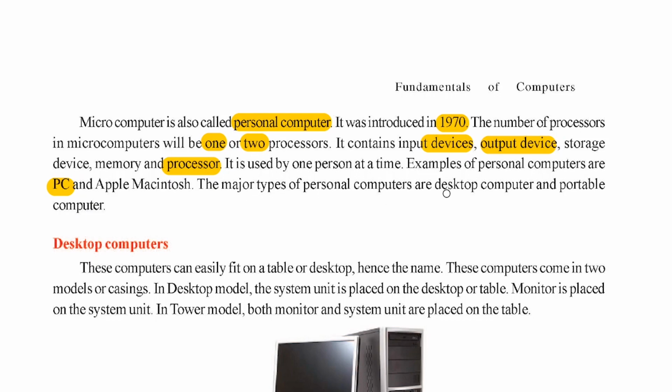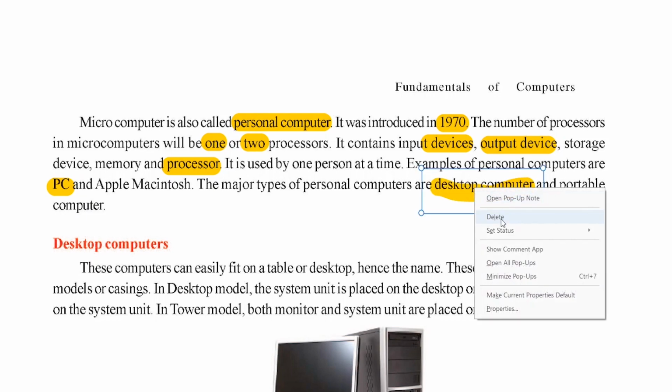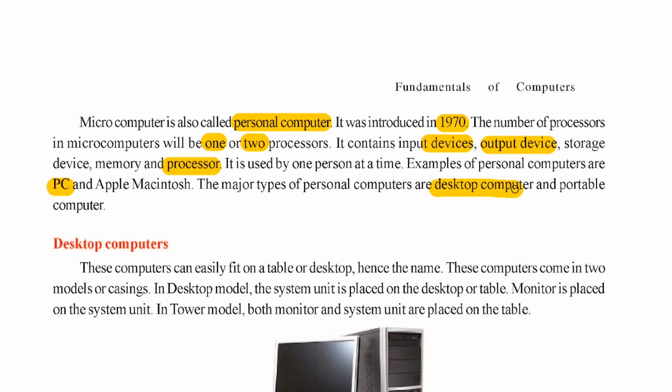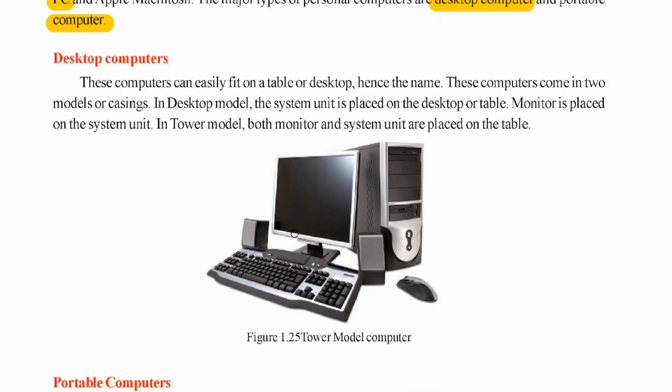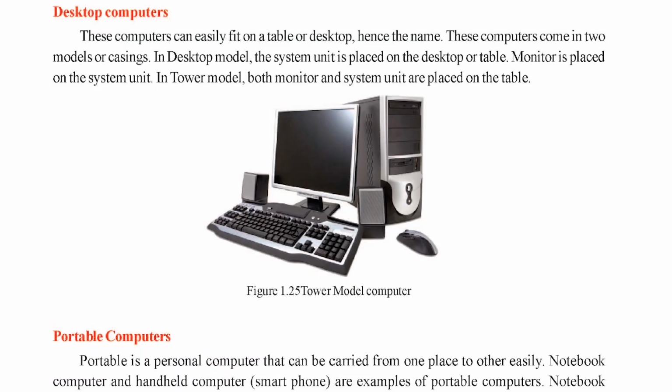The major types of personal computers are desktop computers, which you are very familiar with, and portable computers like laptops and smartphones, which we use today. These are the types of personal computers. The major types we have are desktop computers and portable computers. Let us learn something about desktop computers. We are all familiar with desktop computers.